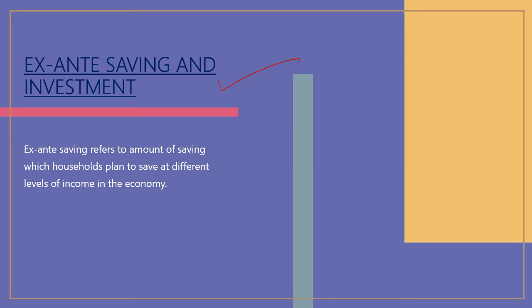Next topic is ex ante savings and investment. What is ex ante? You should keep in mind that this is planned saving at different levels of income. So the household is planning to save, the household is planning to invest, which is called ex ante savings and ex ante investment.